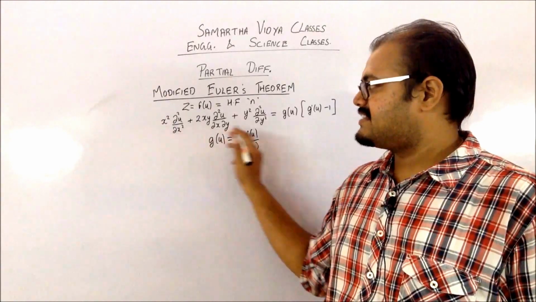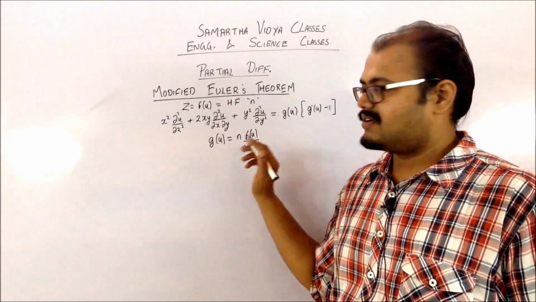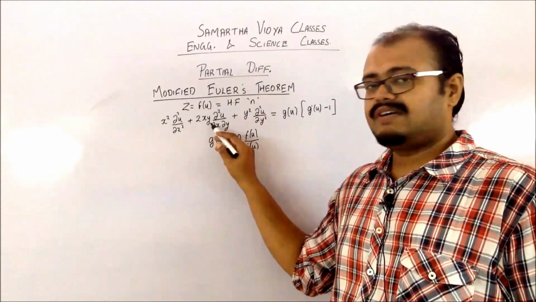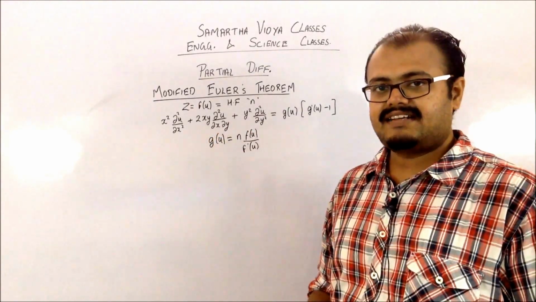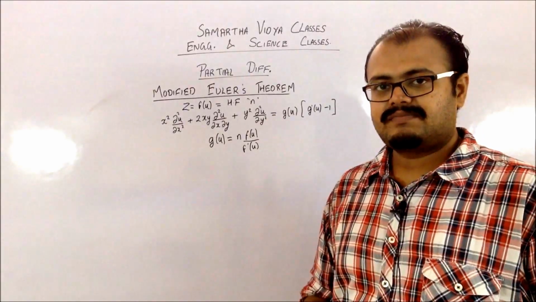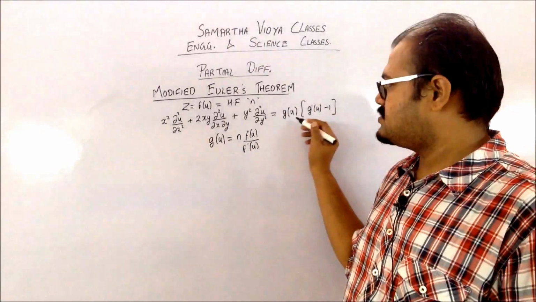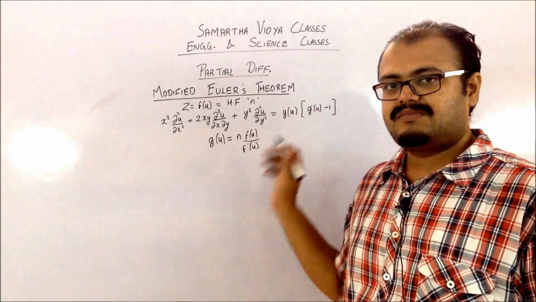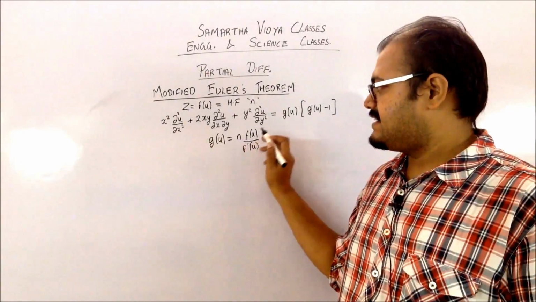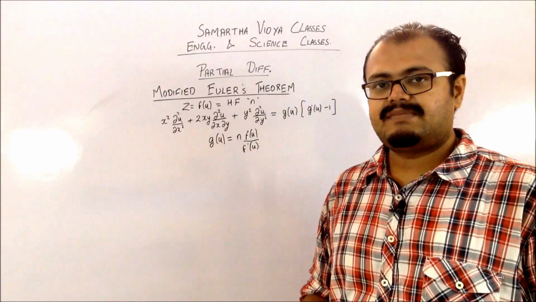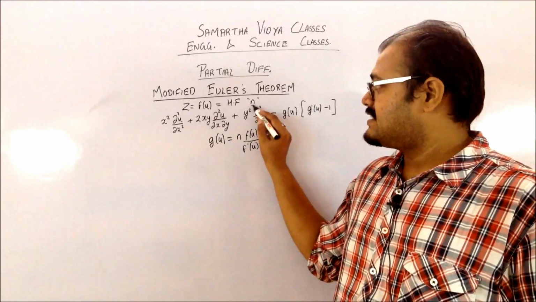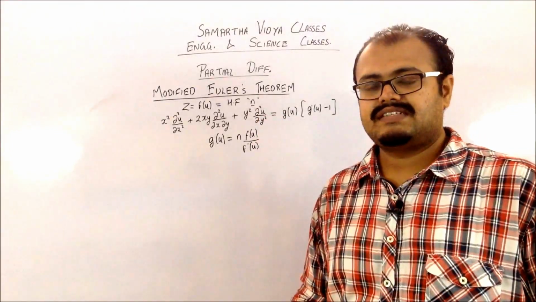Then if you have the double derivative terms in this order, that is x square del square u by del x square plus 2xy del square u by del x del y plus y square into del square u by del y square, then that will be equal to g of u into g dash of u minus 1, where your g of u is going to be n into f of u divided by f dash of u. So your n is basically the degree of the homogeneous function.